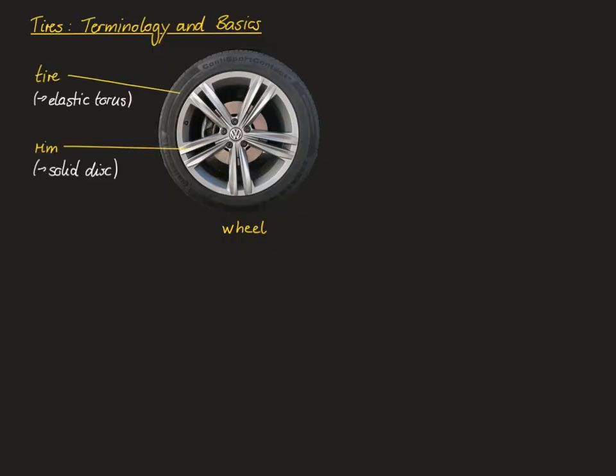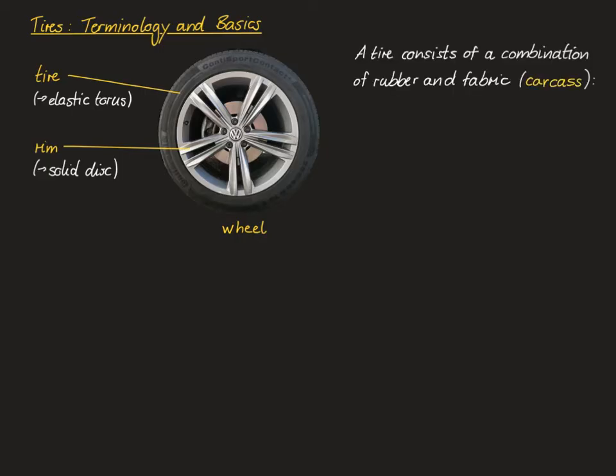The wheel is composed of two parts. The outer part is the actual tire, and it can be seen as an elastic torus that's made mostly out of rubber, and an inner part which is called the rim, and it can be seen as a solid disc that's made up of metal, usually aluminium or steel. Now let's look a little more closely specifically at the tires.